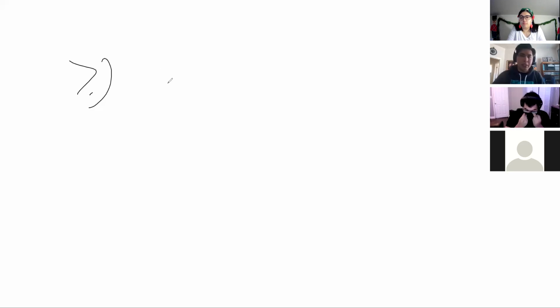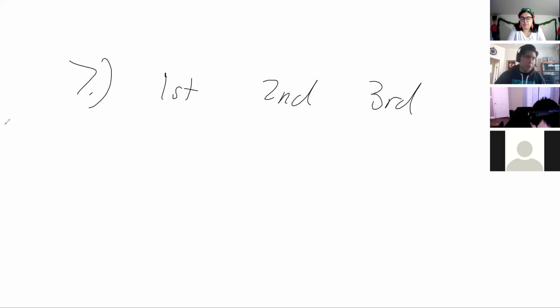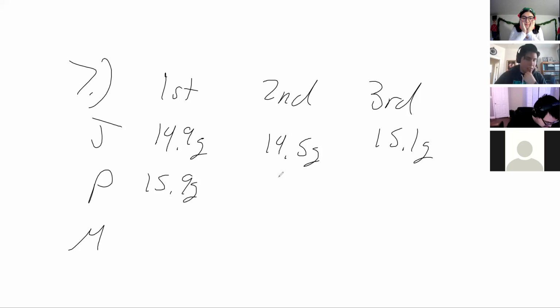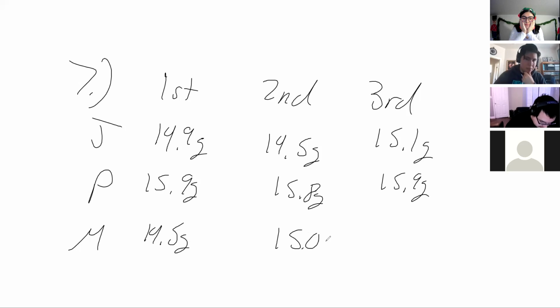I'm going to quickly write it up here. We have the first measurement, the second, and the third, and I'll write the first letter of their names: Jamie, Philip, and Mariana. Jamie first measured 14.9 grams, then 14.5 grams, then 15.1 grams. Philip measured 15.9 grams, then 15.8 grams, then 15.9 grams as well. Mariana measured 14.5 grams, 15.0 grams, and then 13.0 grams.